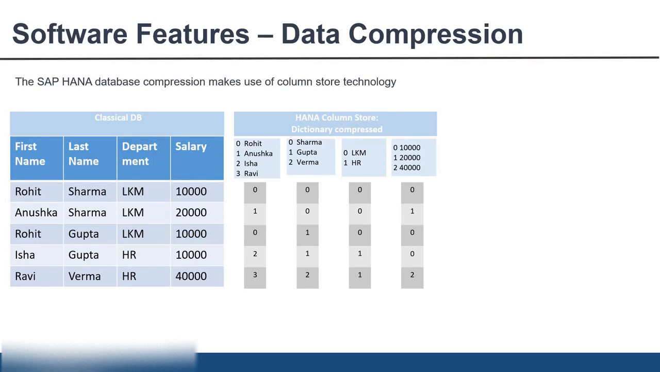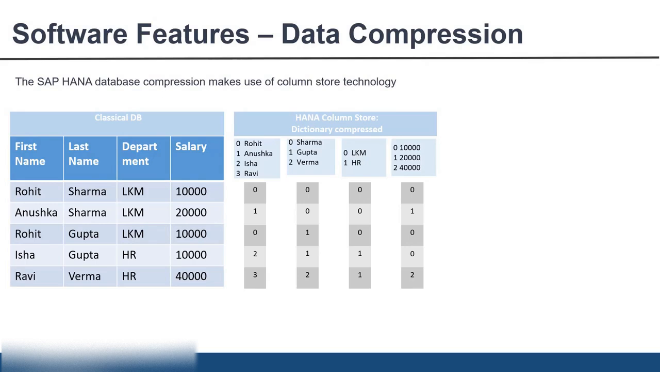In this case, it will create indexes for these values. So if you see the first column for first name under dictionary compression, value Rohit has index 0, value Anushka has index 1, value Isha has index number 2, and value Ravi has index number 3. So you can see, instead of storing the names as Rohit, Anushka and all those, the system is storing only index number at the back end.